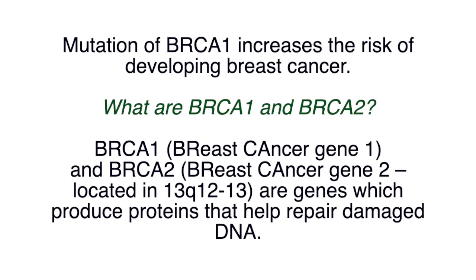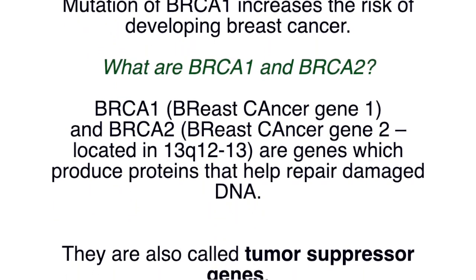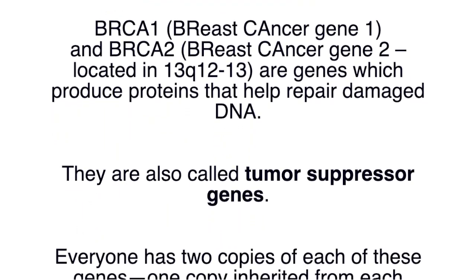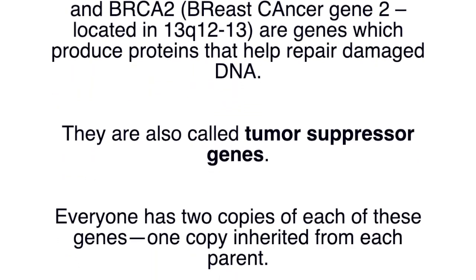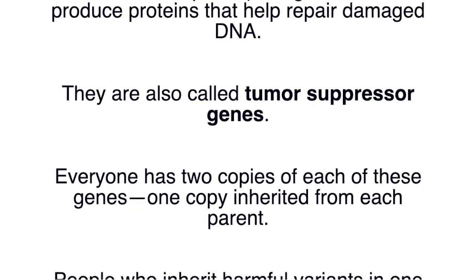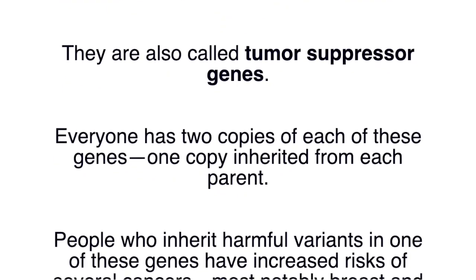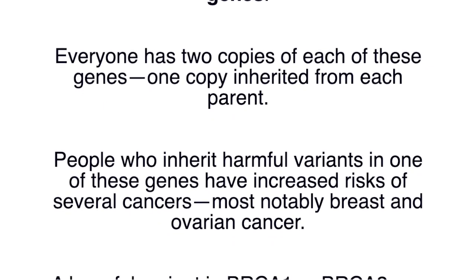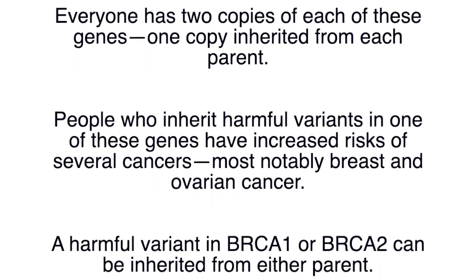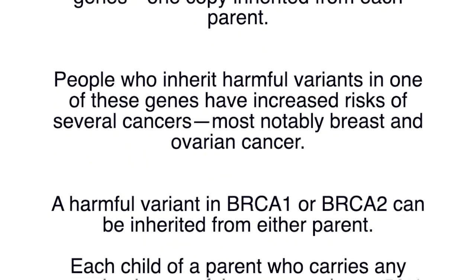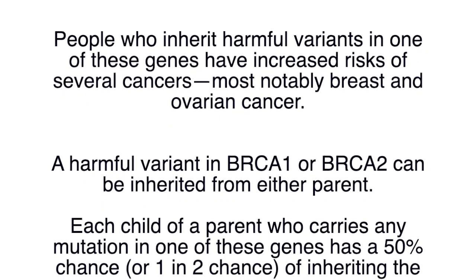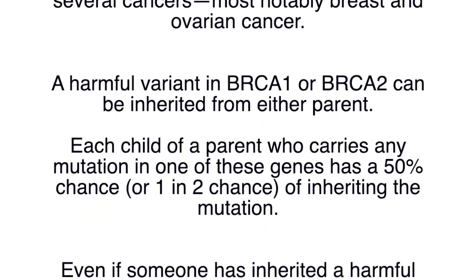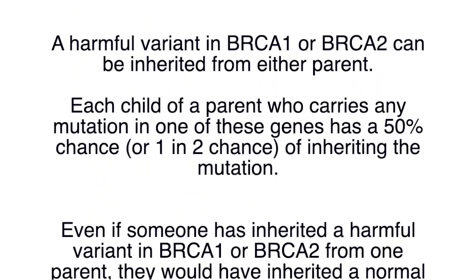What are BRCA1 and BRCA2? BRCA1 (breast cancer gene 1) and BRCA2 (breast cancer gene 2), located in 13q12 to 23, are genes which produce proteins that help repair damaged DNA. They are also called tumor suppressor genes. Everyone has two copies of each of these genes, one copy inherited from each parent. People who inherit harmful variants in one of these genes have increased risks of several cancers, most notably breast and ovarian cancer.